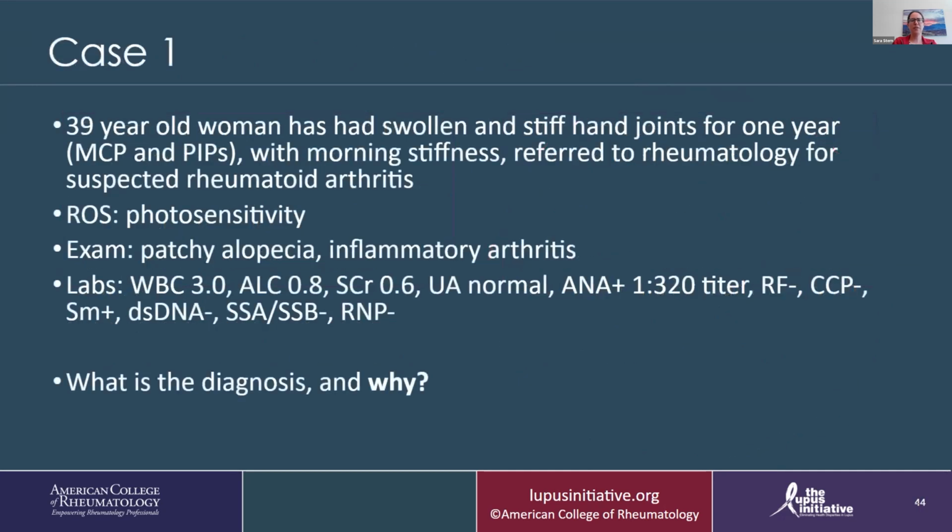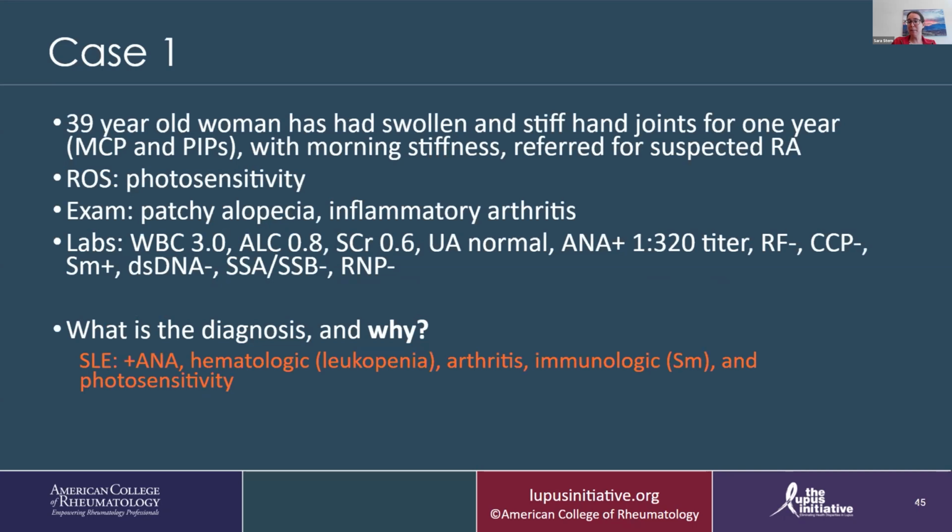Okay. So a 39-year-old woman has had swelling and stiffness in her hand joints for a year. MCPs, the big knuckles, PIPs, the big finger knuckles, with morning stiffness, referred to rheumatology for suspected rheumatoid arthritis. On review of systems, you find out that she has photosensitivity. On exam, there's patchy alopecia with inflammatory arthritis. The labs show the white count is 3, the absolute lymphocyte count is 0.8 or 800. The serum creatinine is 0.6. The UA is normal. The ANA is 1 to 320 with a negative rheumatoid factor, negative CCP, positive anti-Smith, a negative double-stranded DNA, SSA and SSB, and RNP. So what is your diagnosis and why?